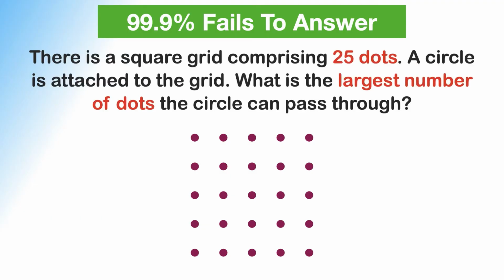There is a square grid comprising 25 dots. A circle is attached to the grid. What is the largest number of dots the circle can pass through?